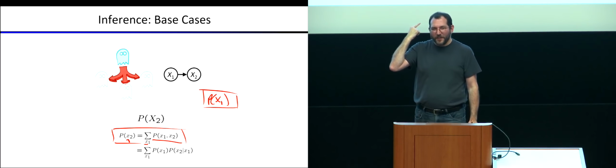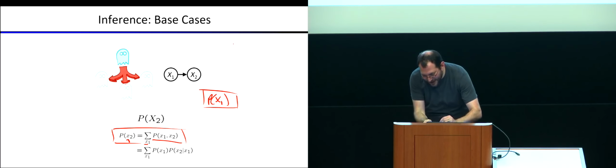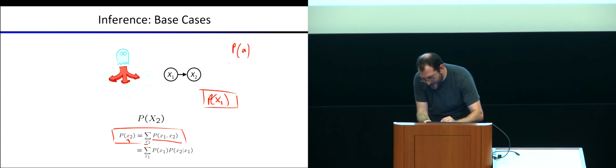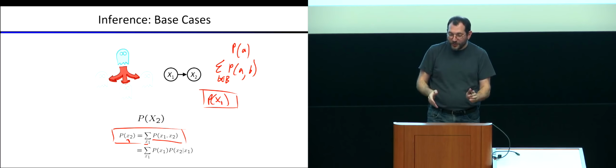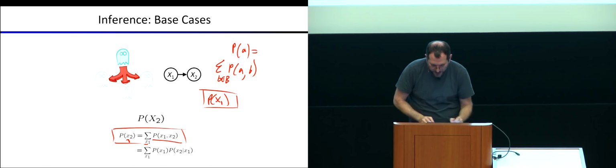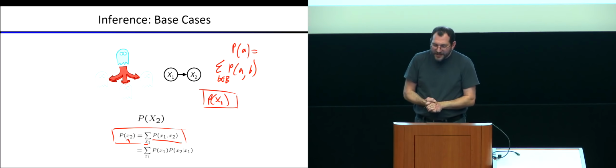This is just laws of probability. You can always take any P of A and say that's the same as P of A comma B if I sum out all the values of B in whatever random variable B belongs to. That's always true. That's introducing a variable and marginalizing out at the same time. All right, well, how does that help you?